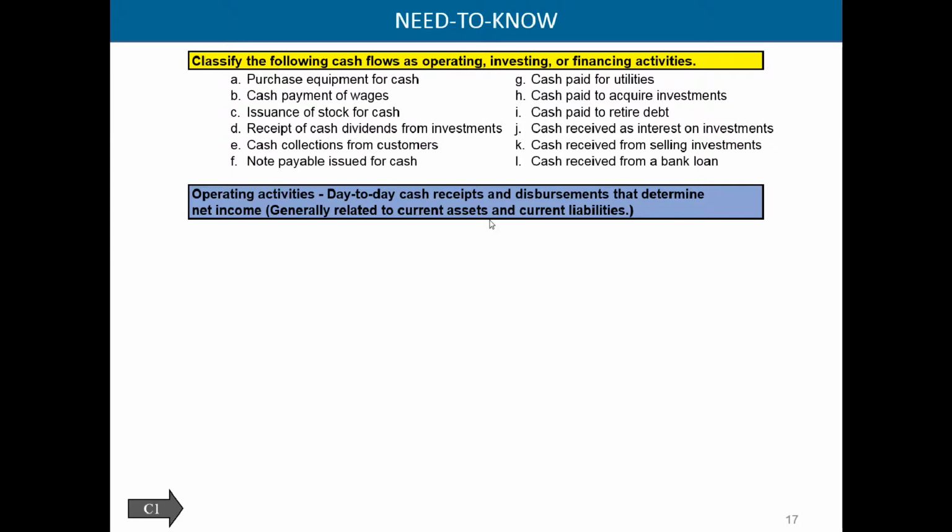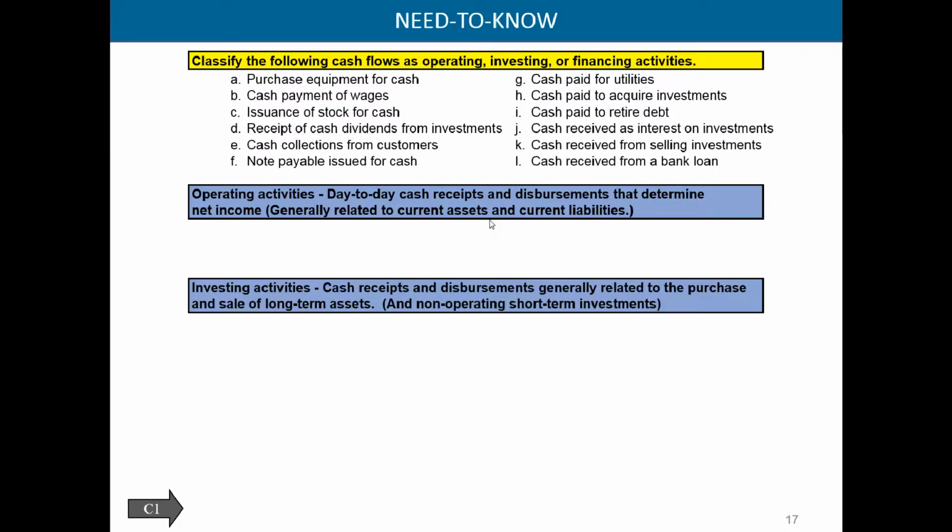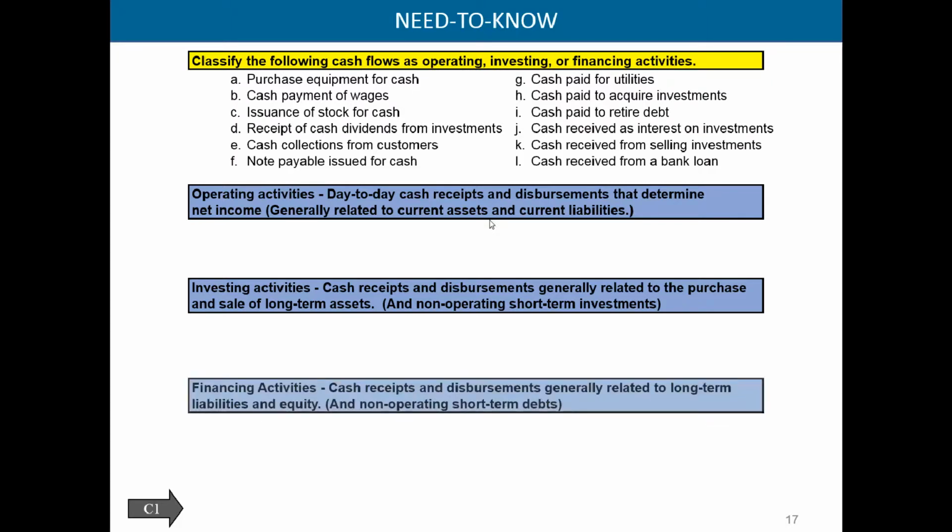Remember, operating activities are our day-to-day cash receipts and disbursements, usually stuff that happens on the income statement. Investing activities are cash inflows and outflows from the purchase and sale of long-term assets, and any non-operating short-term investments. And then financing activities are inflows and outflows related to long-term liabilities and equity.